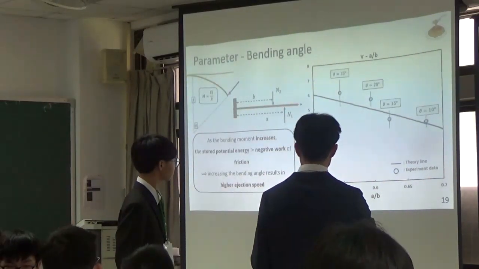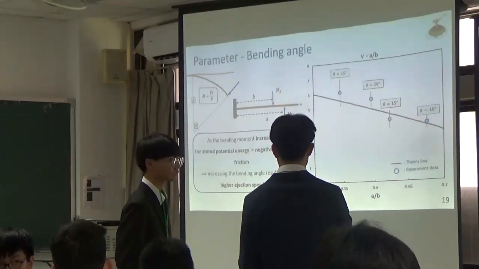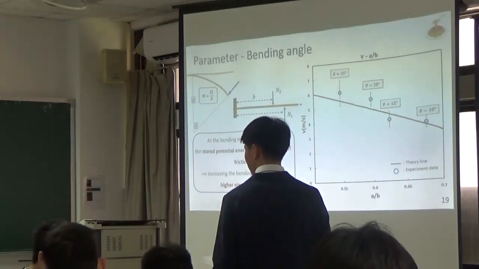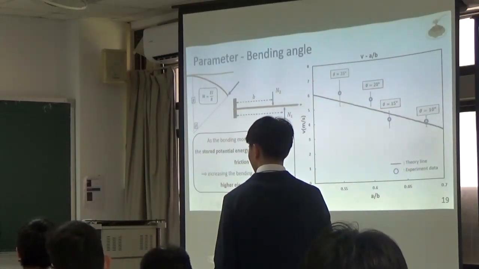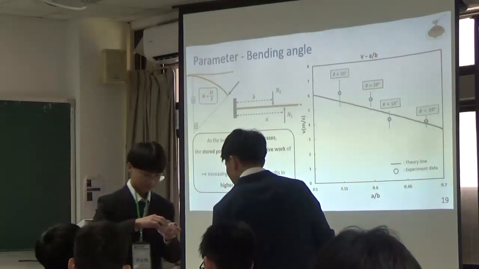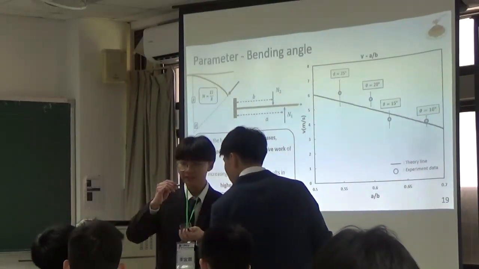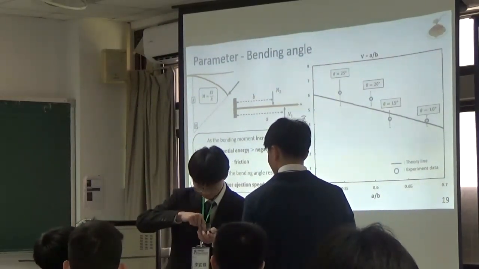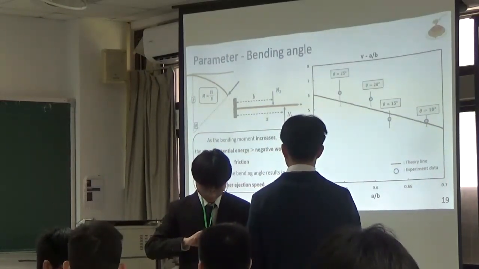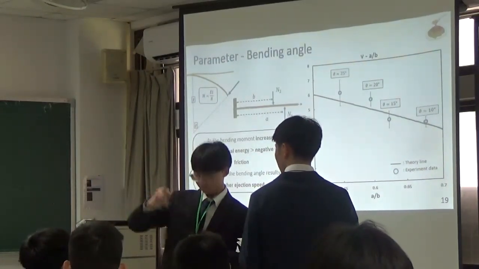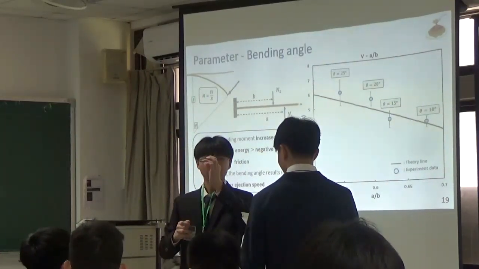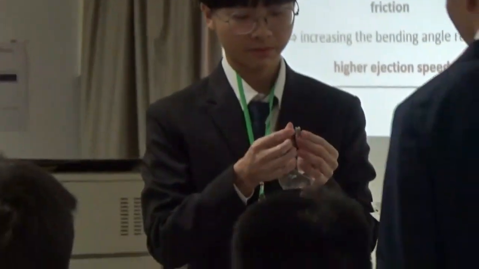How do you change the bending angle? We use 3D printers to make bending tubes with different angles. As you can see, the bending tube like this is a 10 degree bending angle, and like this is 25 degrees. So you can see a big difference between these.